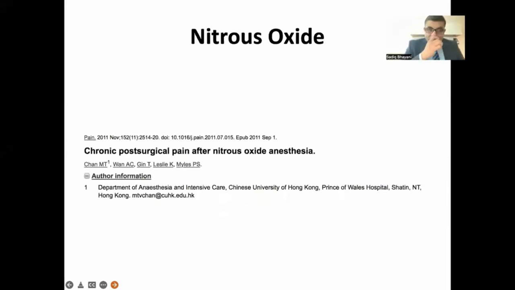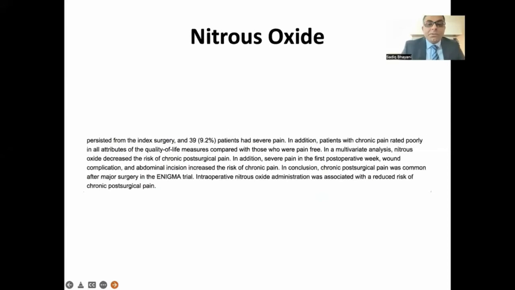Now let's talk about nitrous oxide, and I'm a big fan of nitrous oxide. I've read through this study. This was a massive multi-center trial. The name of the study was the ENIGMA trial. This was conducted back in 2010 by Paul Myles and colleagues in Australia. One of the findings of the study was reduced chronic post-surgical pain development after use of nitrous oxide. And this was a conclusion.